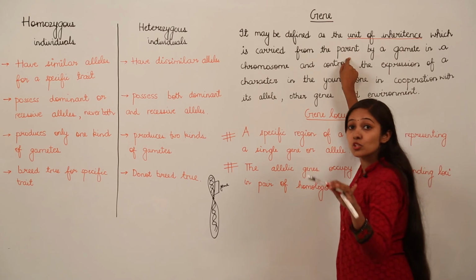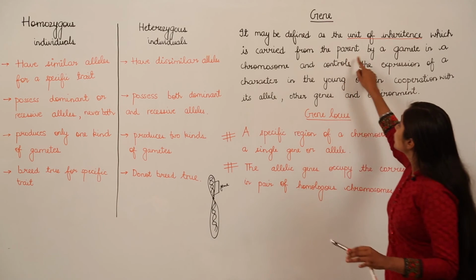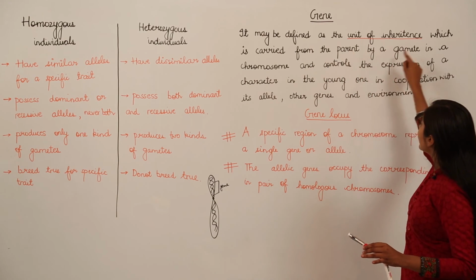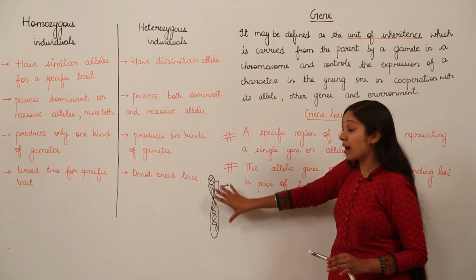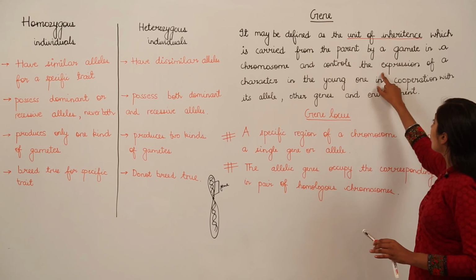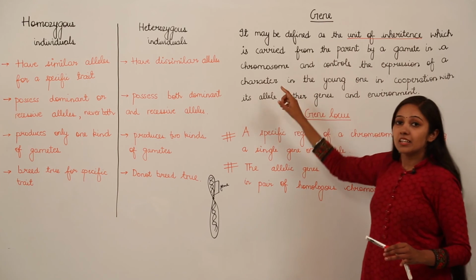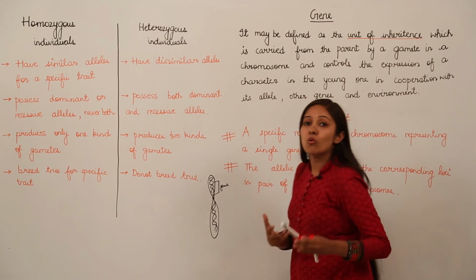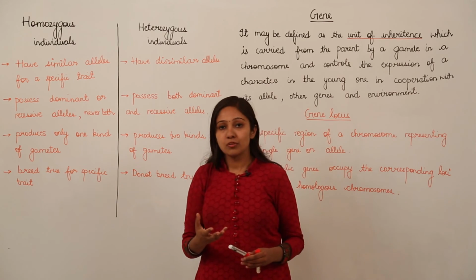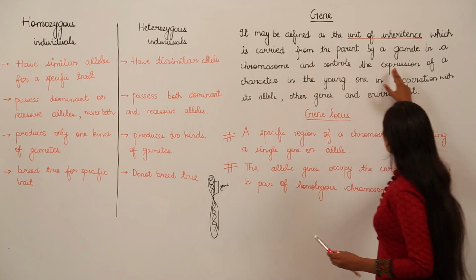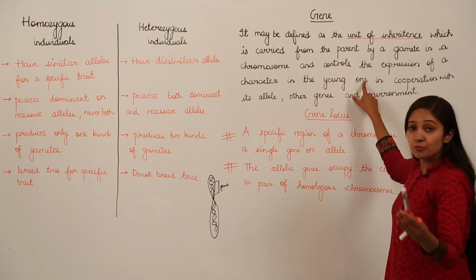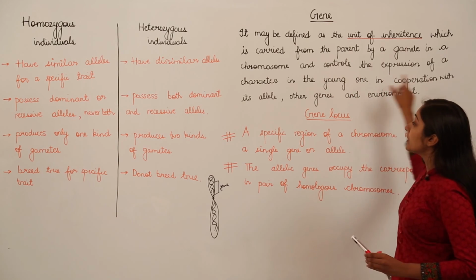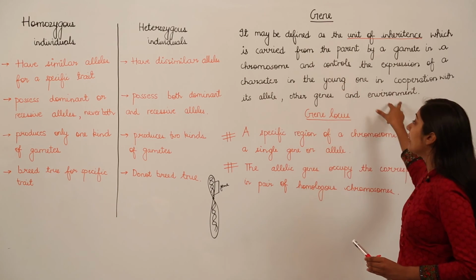From the parents you get your DNA, right? So, they are carried from the parent by a gamete in a chromosome, because this is a part of chromosome, and controls the expression of a character. Each gene is going to encode for a specific character. Okay. So, it encodes for the expression of character in the young one, in the offspring, in cooperation with its allele, other genes and environment.